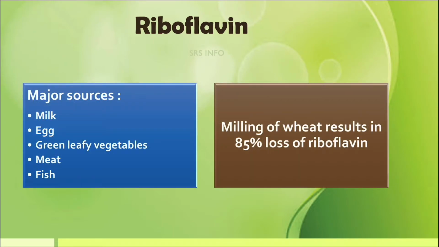I have told you that basically all vitamins we have to take from food. It cannot be prepared within our body. So what are the main resources of riboflavin? We get riboflavin from milk, egg, green vegetables, meat, fish, etc. And wheat is a very good source of riboflavin. But when the wheat undergoes the milling process, it results in 85% loss of riboflavin. That's why it's better to take wheat as a whole rather than as flour.